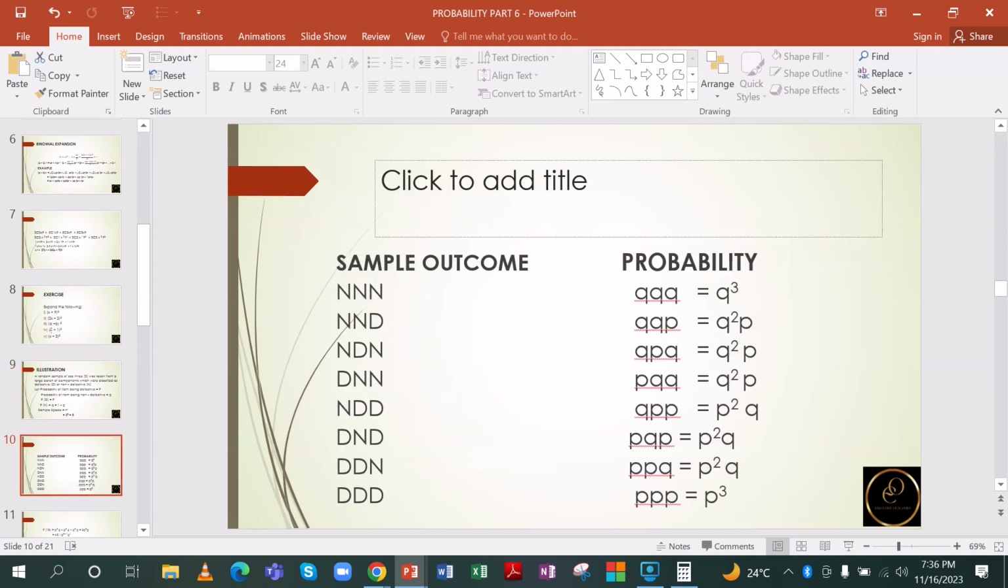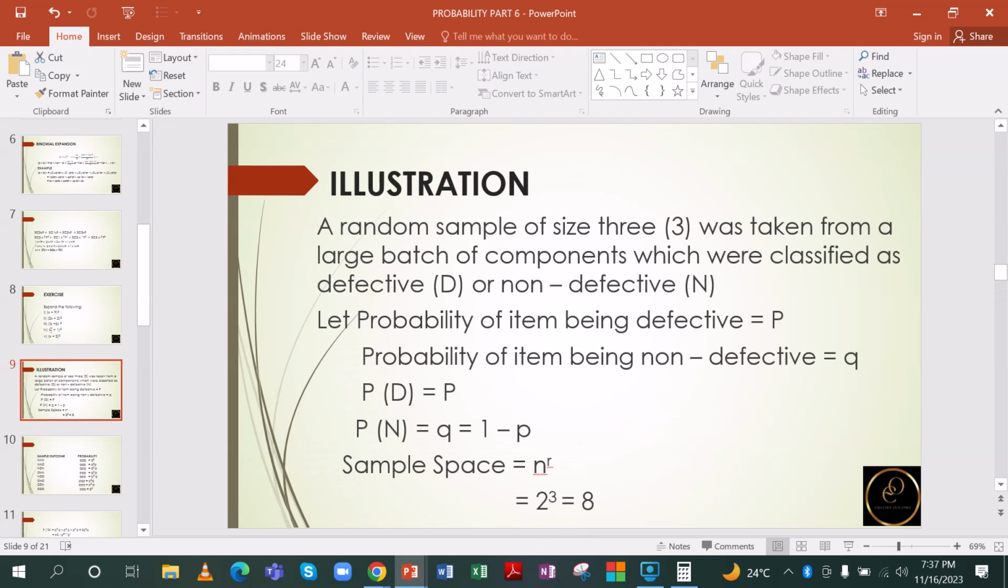So we can have this one where the first one is non-defective, the second one is non-defective, the third one is non-defective. It can again be non-defective, non-defective, defective. You can have non-defective, defective, non-defective. You can have defective, non-defective, non-defective, until you get defective, defective, defective. So the possible outcomes are these here, sample outcomes. There are 8 of them, as evidenced by this calculation. In this type of situation you are going to have 8 possible outcomes, which you call the sample space.